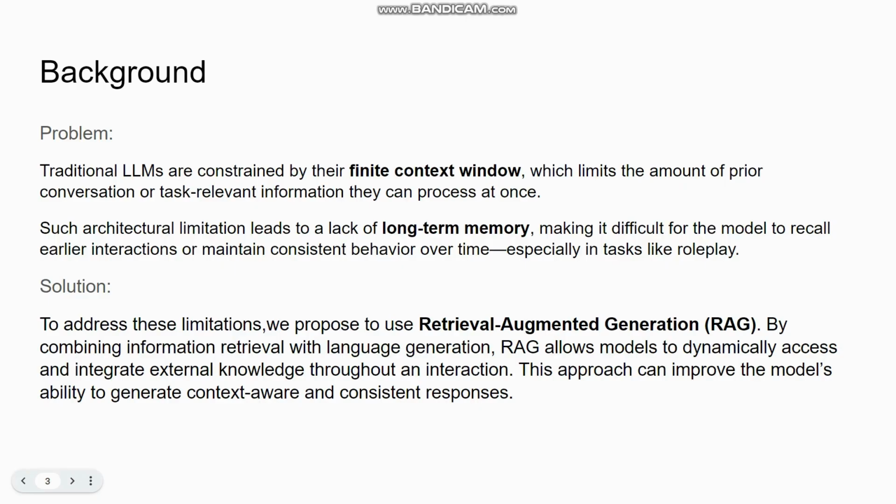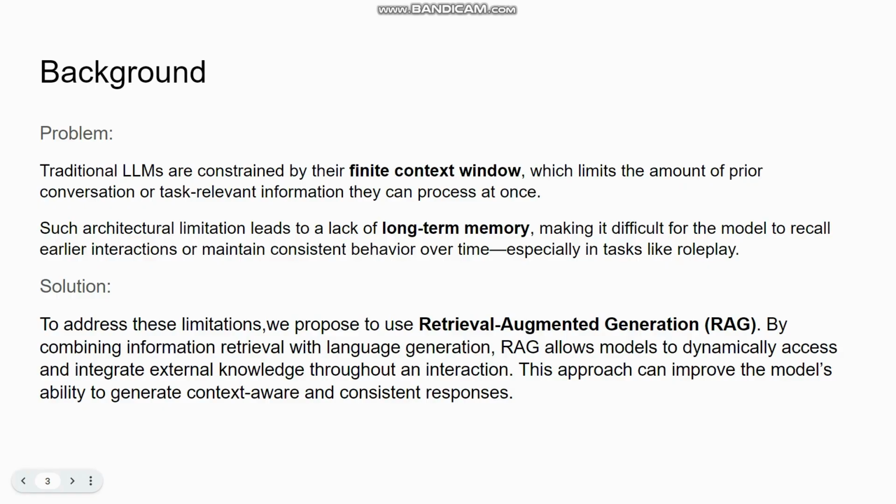So we identify one key problem of doing it with traditional LLMs. Namely, traditional LLMs are constrained by their finite context window, which limits the amount of prior conversation or task-relevant information they can process at once. Such architectural limitation leads to a lack of long-term memory, making it difficult for the model to recall earlier interactions or maintain consistent behavior over time, especially in tasks like role play.